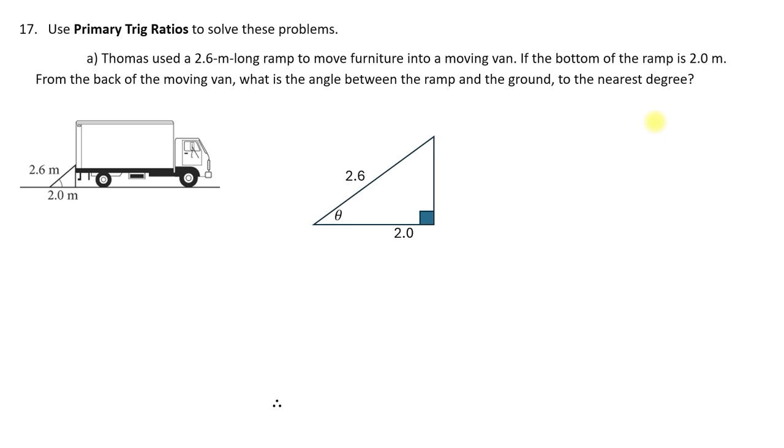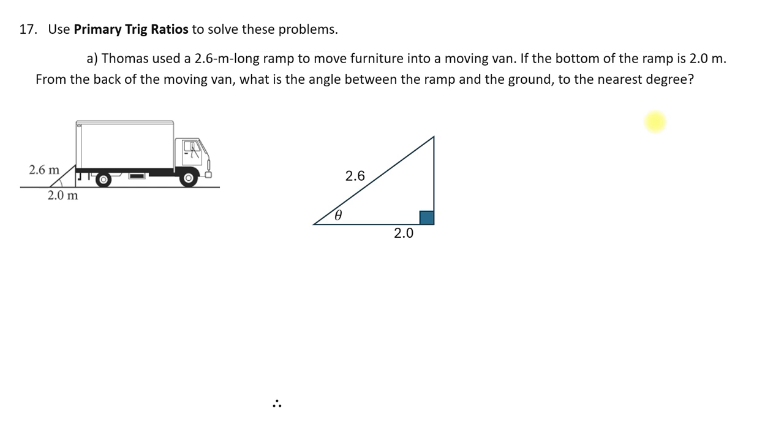Question 17. Use primary trig ratios to solve these problems. So we have a 2.6 meter long ramp that's running from the bed of the truck to the ground. So the ramp's 2.6 meters long, and the distance from where the ramp touches the ground and the truck is 2 meters. So we will rewrite this as a triangle just to make it a little bit clearer. So our hypotenuse is 2.6.